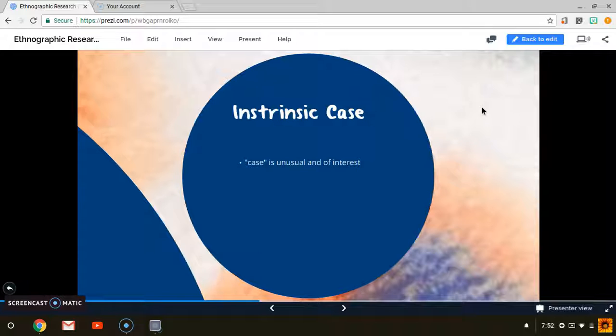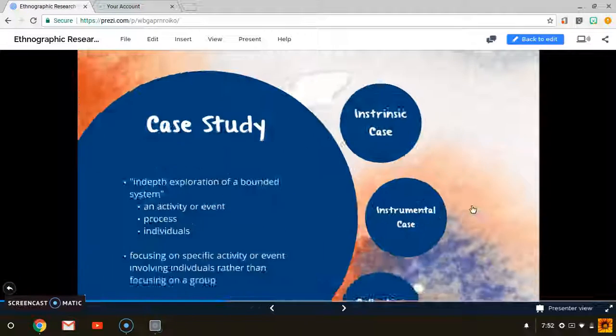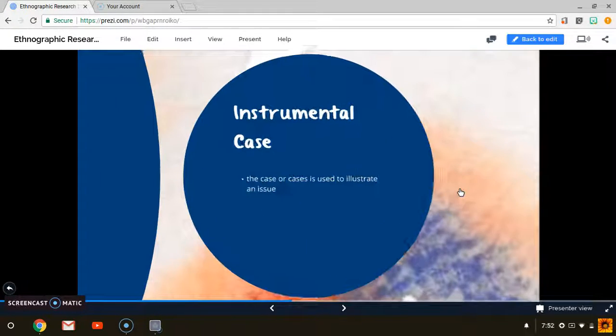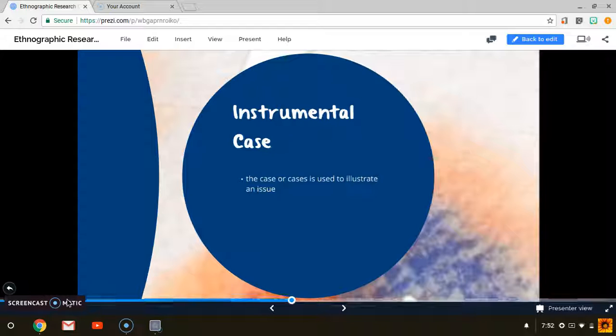First is the intrinsic case. This is a case that might be chosen to study because it's unusual or interesting. For example, the study of a bilingual school. Second is the instrumental case. This is a case that's used to illustrate an issue. For example, the issue might be language learning, and therefore the case study might be a bilingual school.